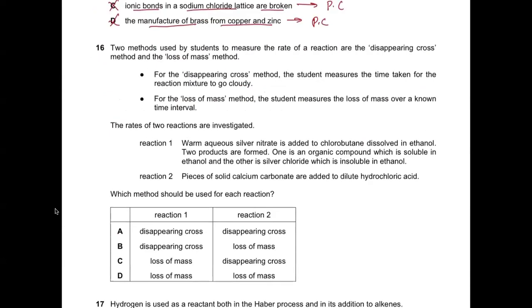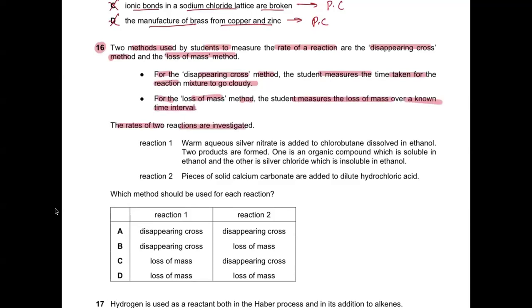Now, MCQ number 16. Two methods used by a student to measure the rate of reaction are the disappearing cross method and the loss of mass method. For the disappearing cross method, the student measures the time taken for a reaction mixture to go cloudy, and as a result, the cross at the bottom, visible from the top, disappears. For the loss of mass method, the student measures the loss of mass over a known time interval.